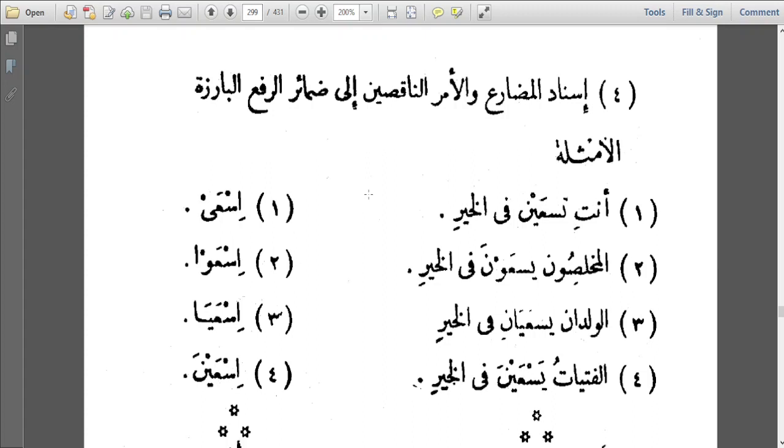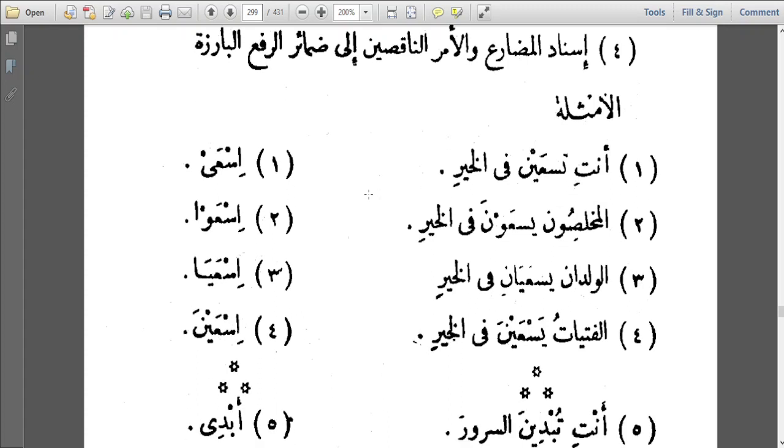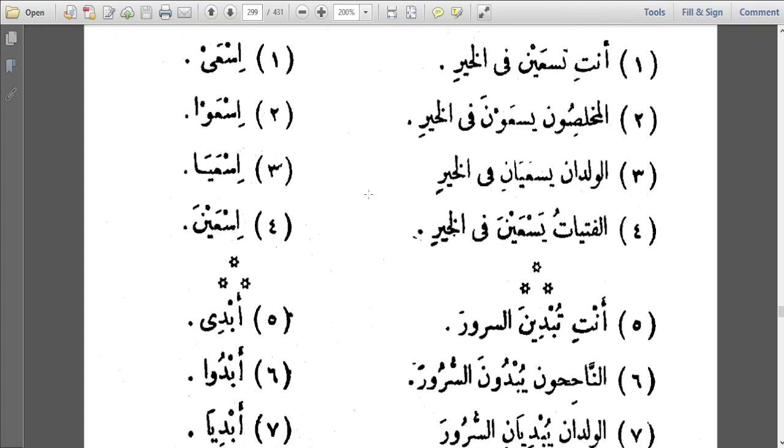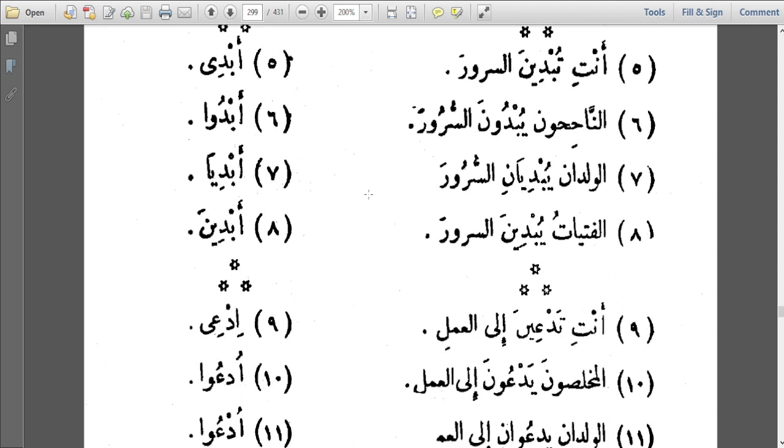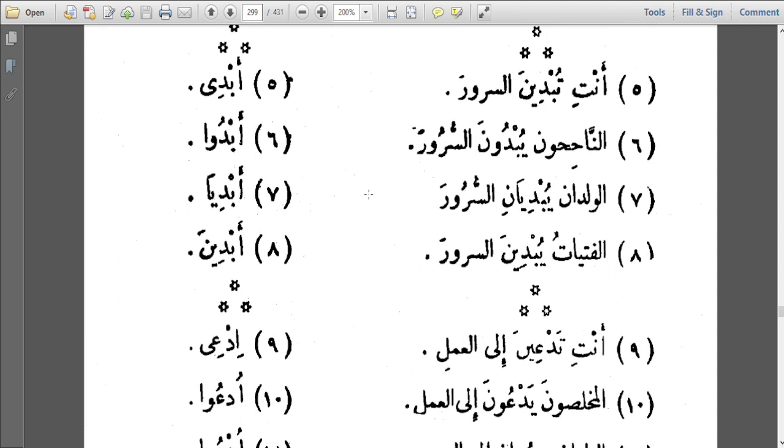Here we see أنت تسعين في الخير. Let's just go through the verbs randomly. The verbs are سعى, to strive towards something. That is the verb for the first one. And then when we come here, we have the verb which is أبدى. أبدى is to show, to express.